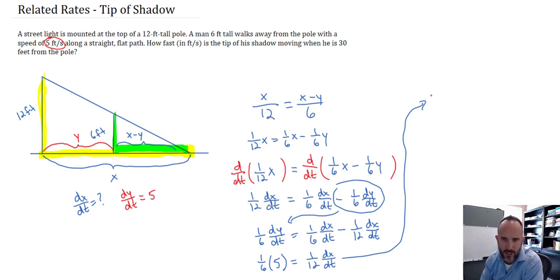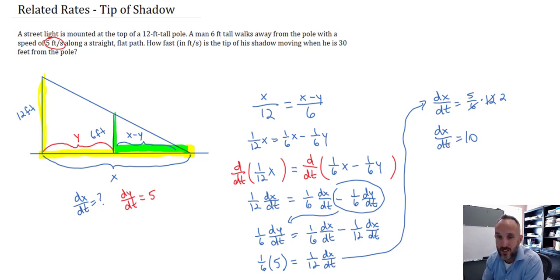Multiply both sides by 12. So dx/dt will be 5/6. 1/6 times 5 is 5/6. But then I multiply by 12. And the 12 and the 6 both cancel, giving me a 2. So dx/dt ends up being 10.